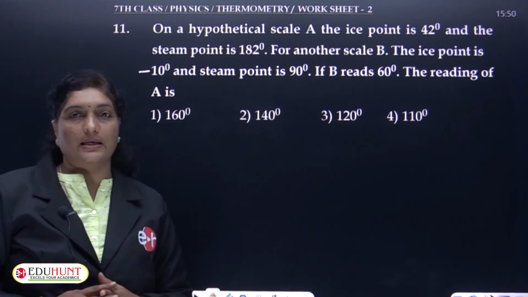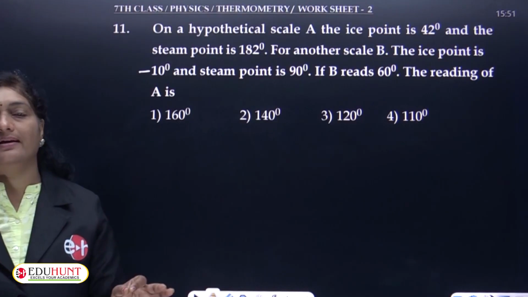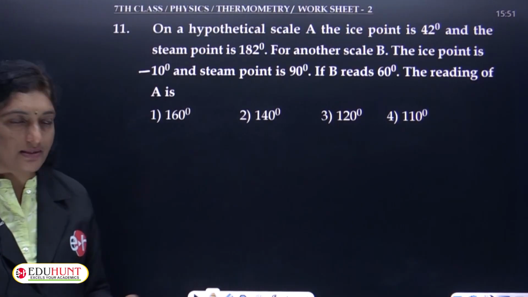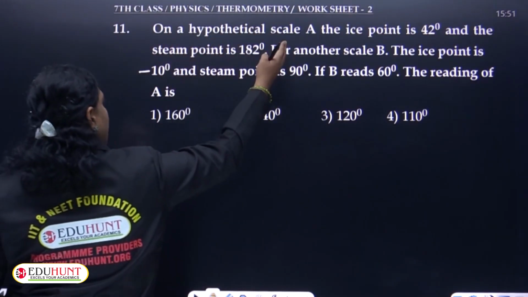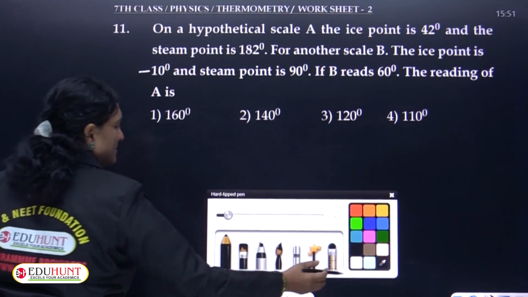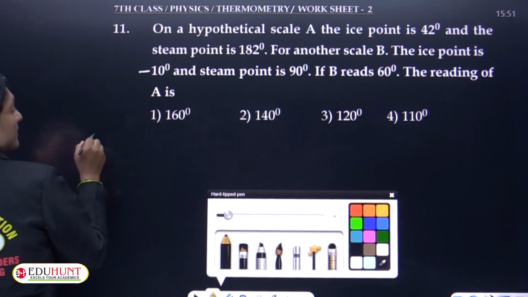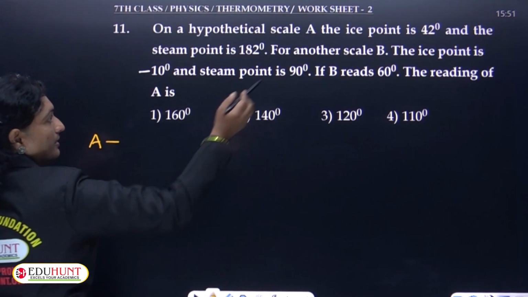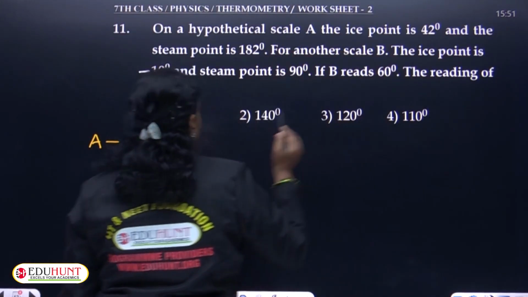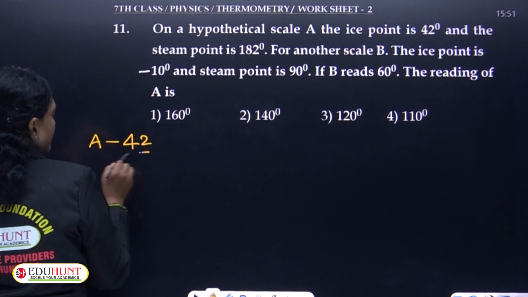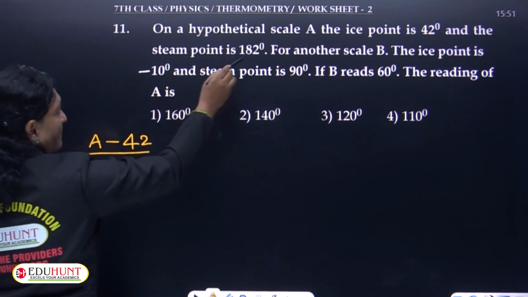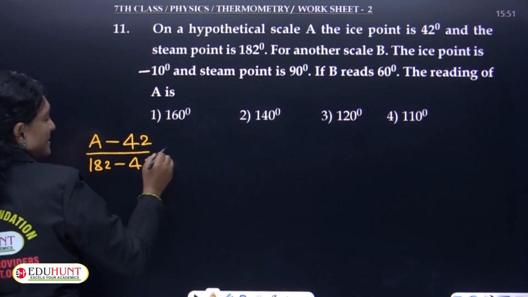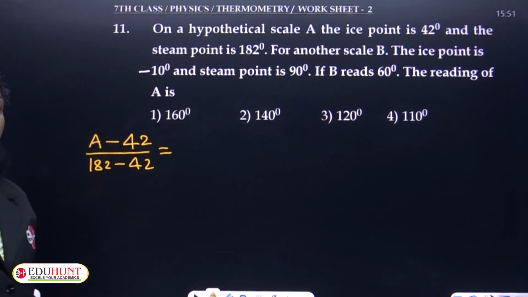So you have to compare these two scales. For any scale, we know that the thermometric reading minus LFP upon UFP minus LFP always remains constant. So on the scale A, let us consider the thermometric reading as A itself, instead of X. A minus the ice point on A, which is given as 42, that is the LFP on A, upon the steam point on A, which is given as 182, minus again the ice point, which is 42. So this should be comparable with scale B.